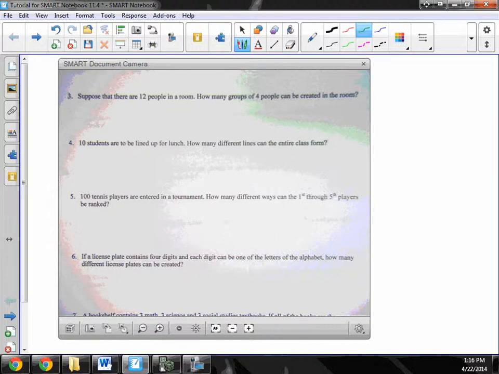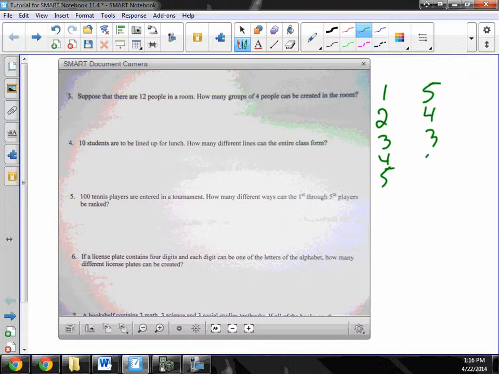Okay. Number 5. Hey, we need to get through this. 10 tennis players are entered in a tournament. How many ways can the 1st through 5th players be ranked? Combination or permutation? No, we're using 1 through 10, but we have 5 spaces. Permutation, how come? Because 1, 2, 3, 4, 5 is different than 5, 4, 3, 2, 1.